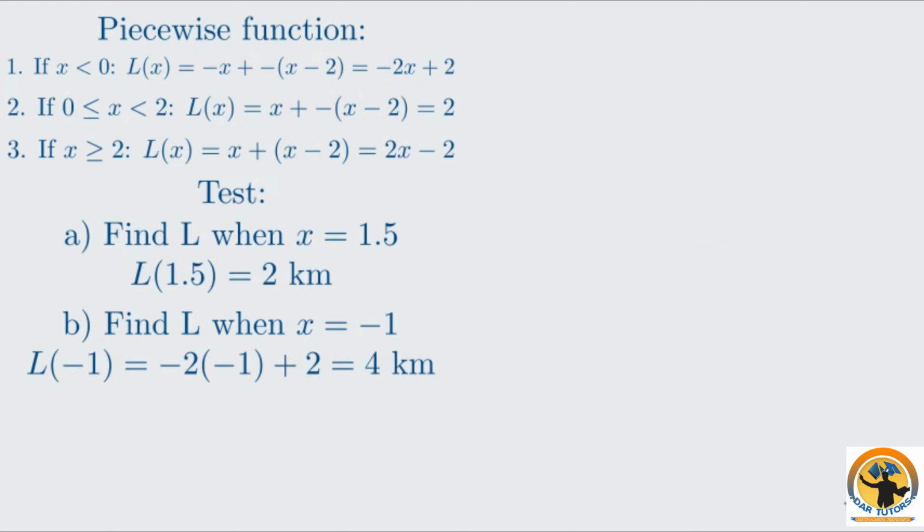A sketch helps us visualize the function L of x. We can see a horizontal segment at L equals 2 between x equals 0 and x equals 2. Outside this interval, the graph slopes upwards, indicating increasing pipe length.